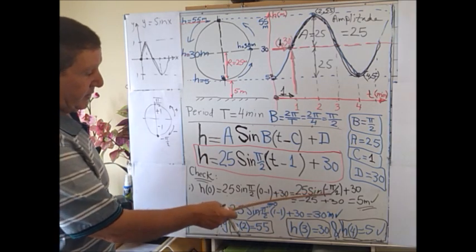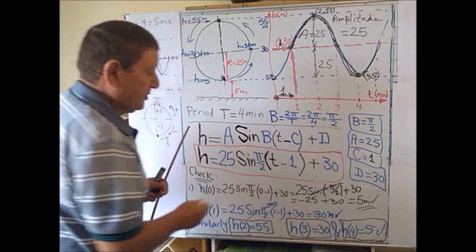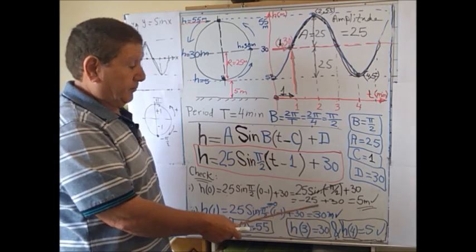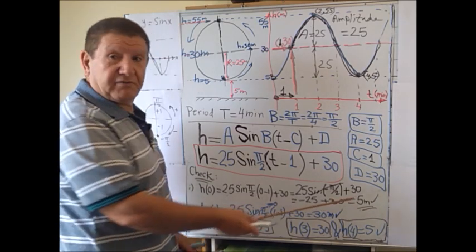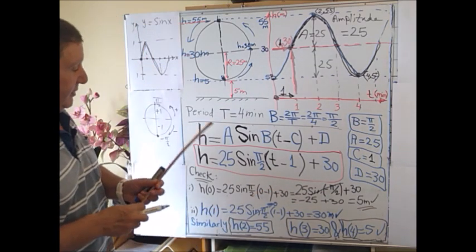Okay, so that's minus 1. So 25 times minus 1 is minus 25. Plus 30 equals 5. There you have it. So as we expected, it's 5 meters.